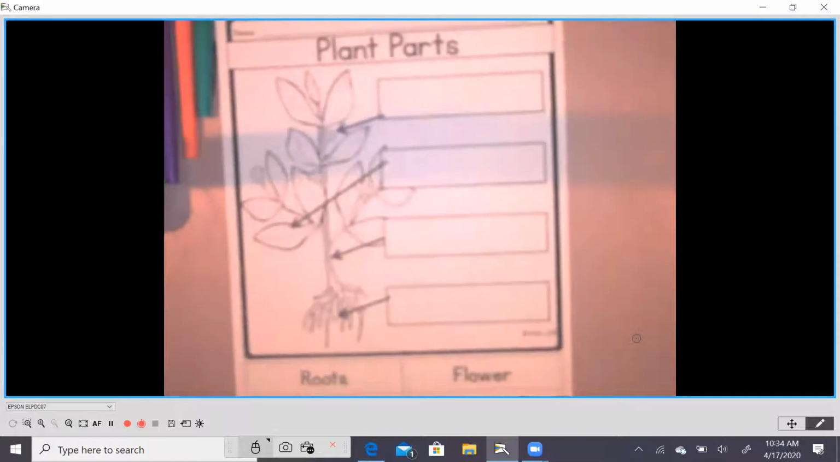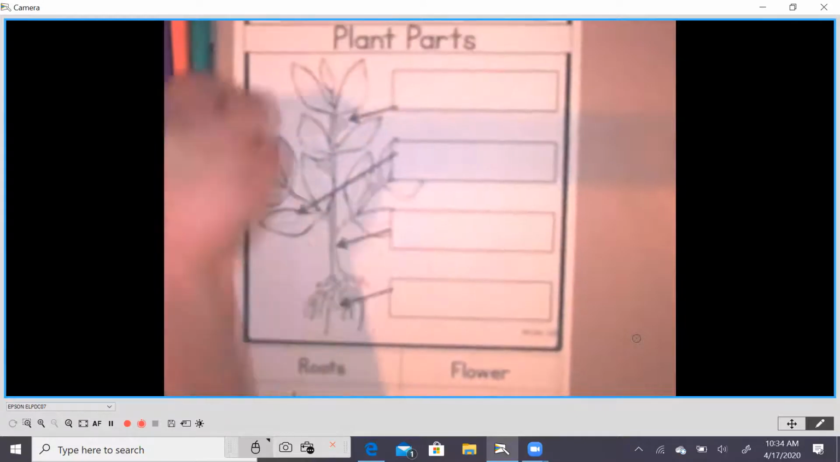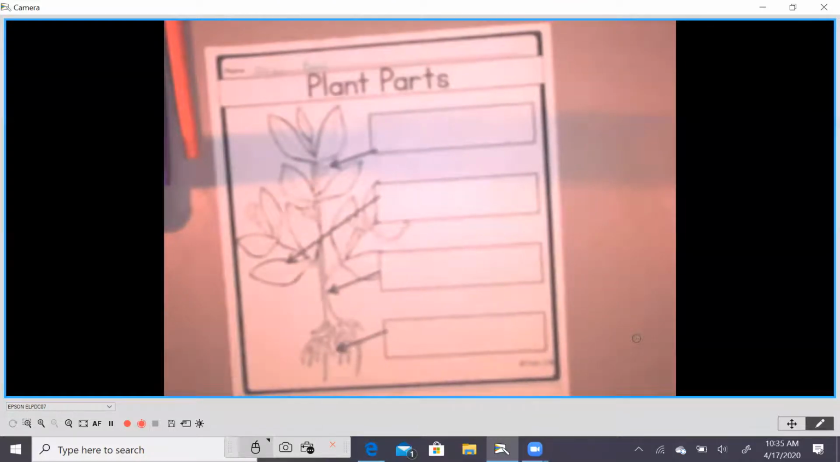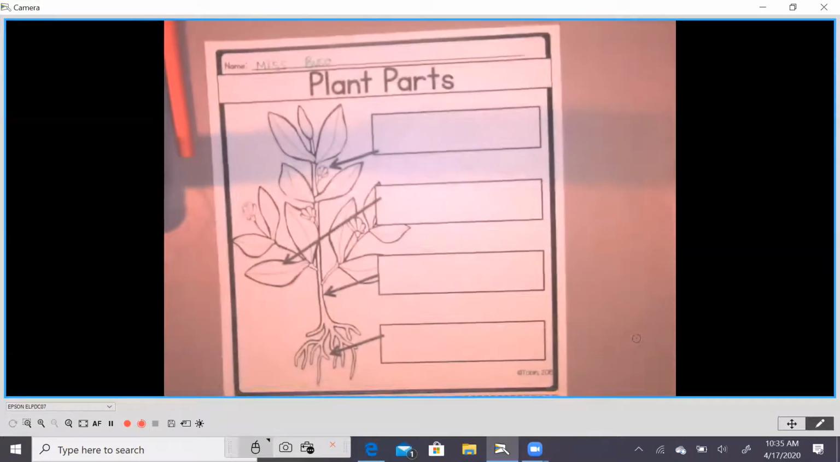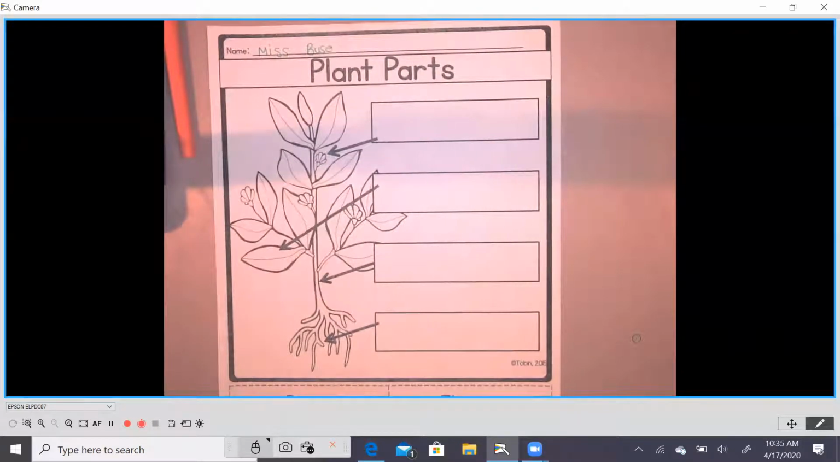It's going to say plant parts at the top, and at the bottom, there are going to be 4 boxes of the parts. And the first thing you're going to do is put your name right at the top. Okay, if you need more time writing your name, take it.